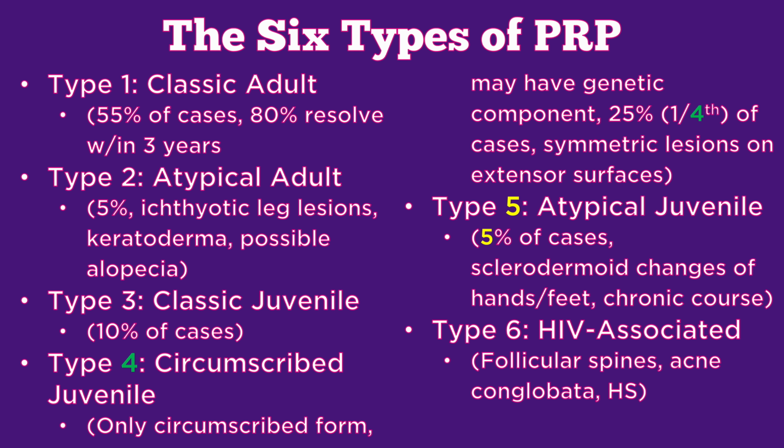Type 3 is the classic juvenile PRP, seen in 10% of cases, whereas Type 4 is unique in that it's the only circumscribed form of PRP and may have a genetic component. Type 4 PRP is also the most common juvenile form, making up 25% of all PRP cases, with kids presenting with symmetric keratotic follicular papules and plaques on the extensor fingers, elbows, and knees. Type 5 PRP is the atypical juvenile form, making up 5% of cases and has sclerodermoid changes of the hands and feet and a chronic course. Whereas Type 6 PRP is the newly described HIV-associated form with associated follicular spines, acne conglobata, and hidradenitis suppurativa.